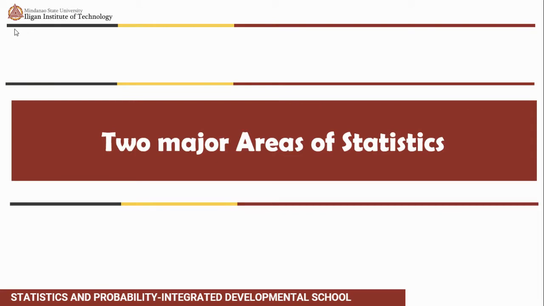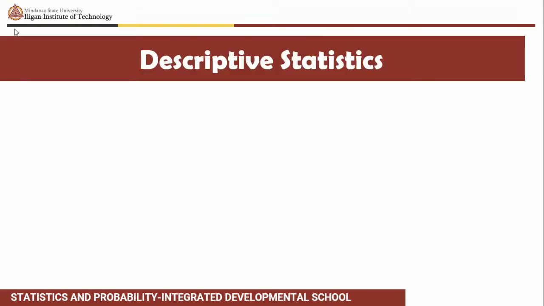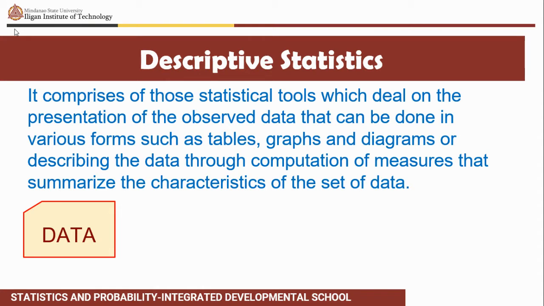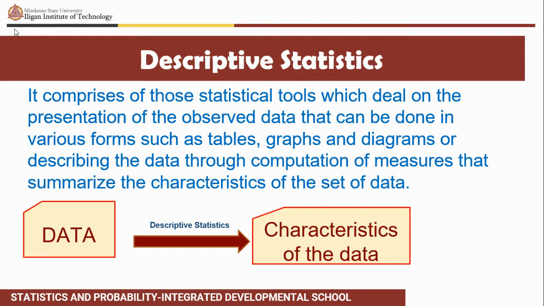Now, we will proceed to the two major areas of statistics. We have the first one, which is what we call descriptive statistics. It comes from the root word describe. So what you're trying to do here is you will just describe the characteristics of the data. It comprises those statistical tools which deal with the presentation of the observed data that can be done in various forms, such as tables, graphs, and diagrams, or describing the data through computation of measures that summarize the characteristics of the set of data.